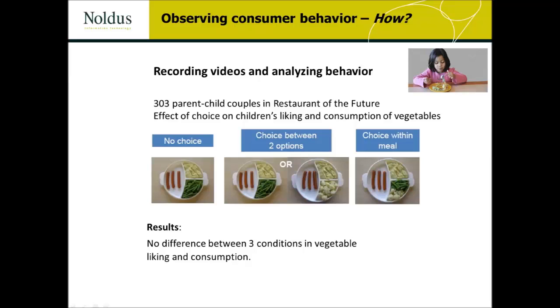Video recordings were made and the eating behavior of the children was coded with the Observer XT software. The researchers found no difference in vegetable consumption between the 3 conditions, although the children appreciated the pre-meal choice in condition 2.